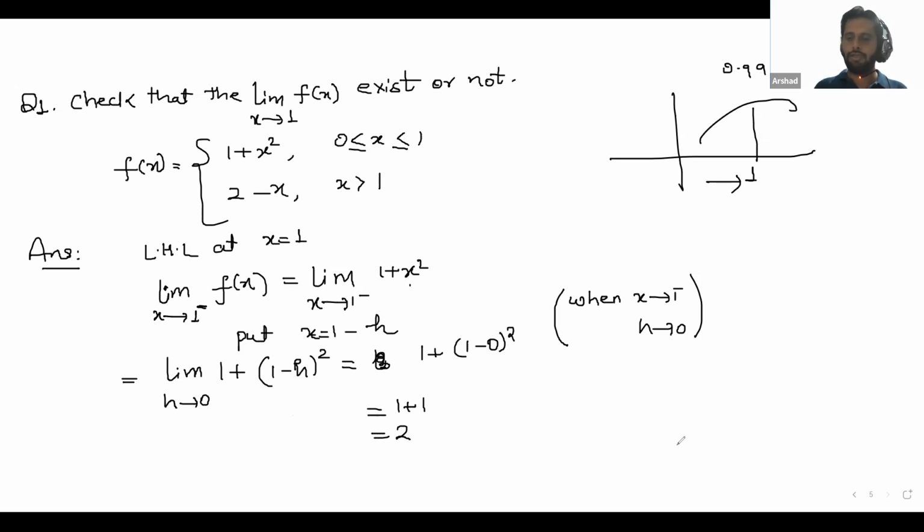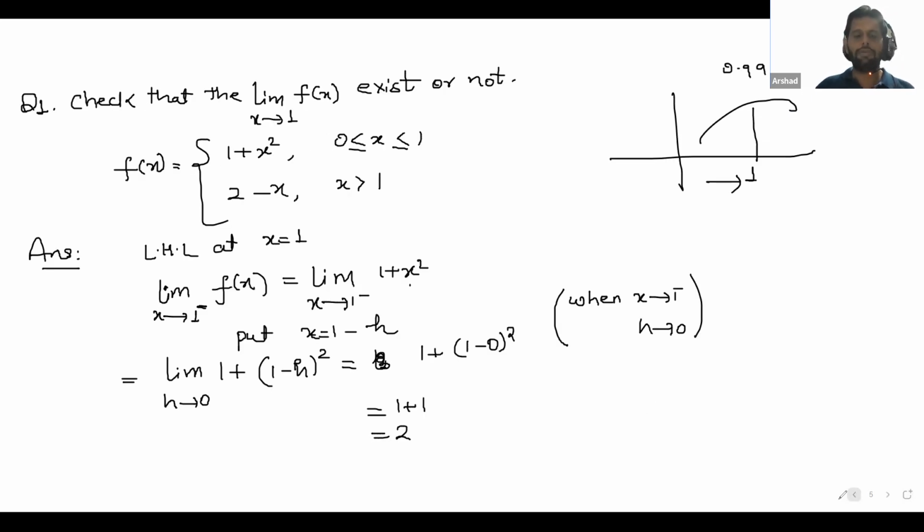Now we will calculate the RHL. We will calculate RHL at x is equal to 1. So for LHL, we have written x tends to 1 minus. Here we will write 1 plus f(x). So who can tell me? Huzaifa, can you tell me, from the first and second function, which function we will use for RHL?